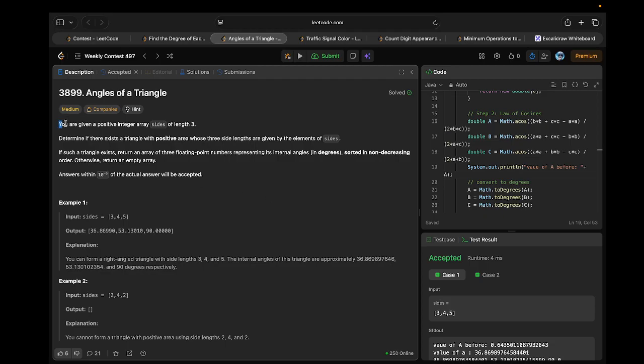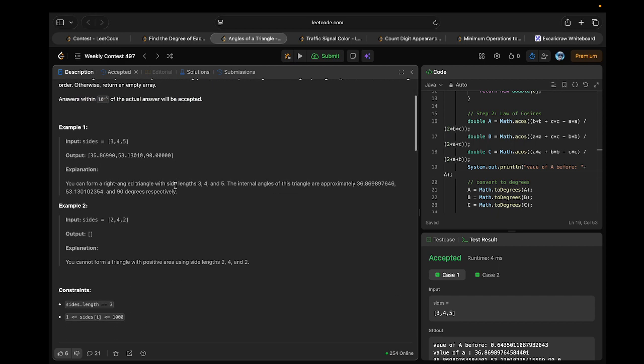So if you understand, you are given a positive integer array sides of length 3, okay? Determine if there exists a triangle with a positive area whose 3 side lengths are given by the elements of sides. Got it? If such a triangle exists, return an array of 3 floating point numbers representing its internal angles in degrees, sorted in non-decreasing order. Otherwise, return an empty array. An answer within 10 to the power minus 5 of the actual answer will be accepted. So this is what we have to do.